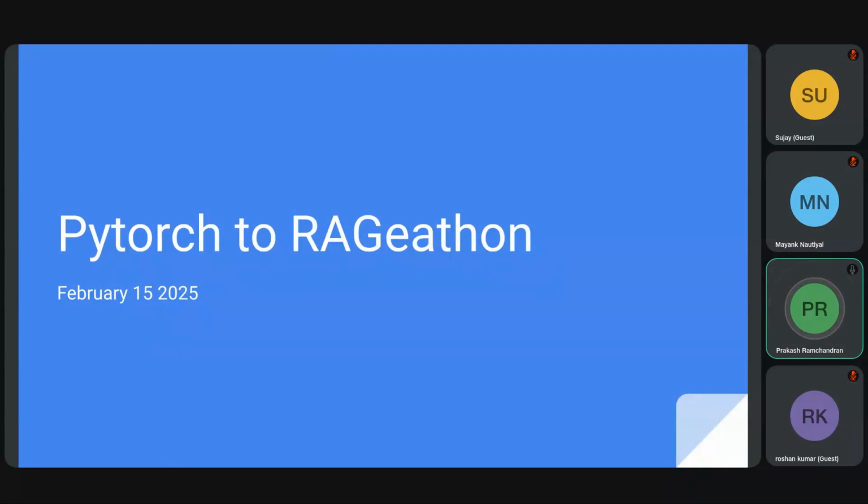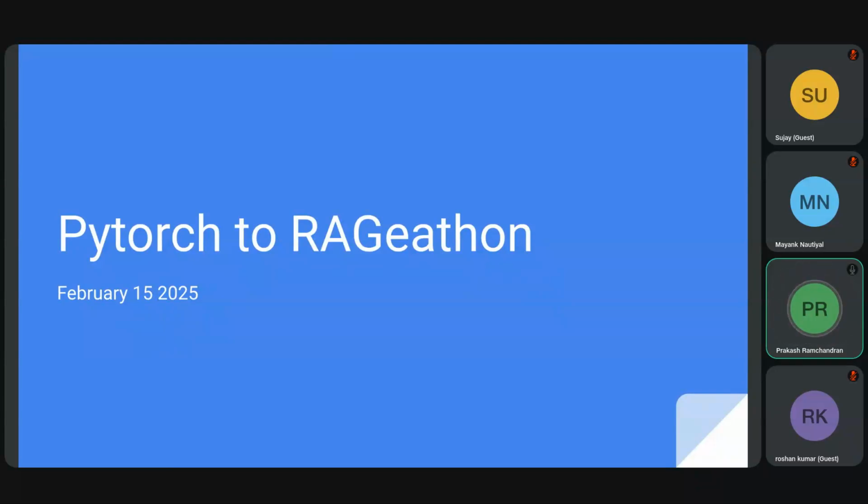Okay. Hi everyone. Welcome to PyTorch to RAGathon. Now why RAGathon? I'll tell you. We want to have a hackathon sometime in the March 25-27 time frame, which is going to be our TechFest 2025, and that will be done on the Geo Meet, Geo event, for which we are already planning.